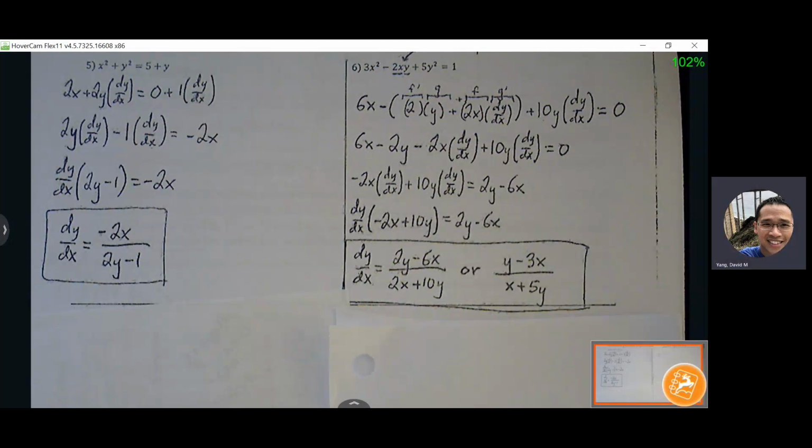Solve for dy dx. You can choose to factor the 2 out and reduce, or you can leave it in that form, but make sure you don't cancel the 2's outright like this, right? If you want to go further, you've got to factor the 2 out from both the numerator and denominator, and then you can take the 2 from the top and bottom.